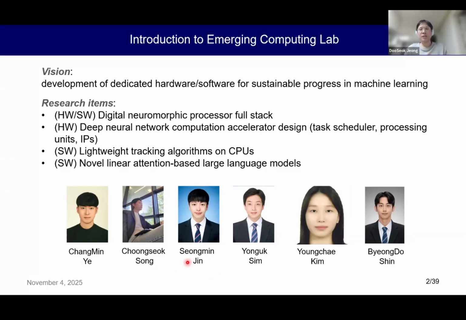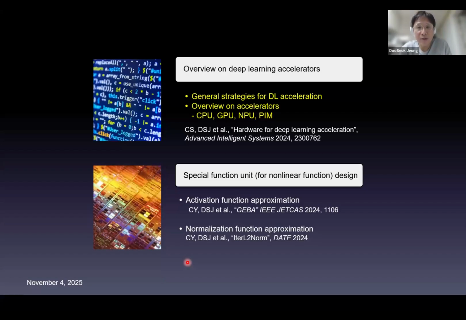My talk has 2 parts. The first part is a general overview on deep learning accelerators. I'm going to talk about general strategies for deep learning acceleration, and give a very brief overview of various accelerators like CPU, GPU, NPU, and PIM. The details can be seen in this review paper we published last year.